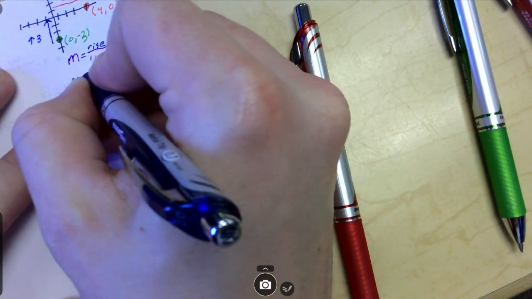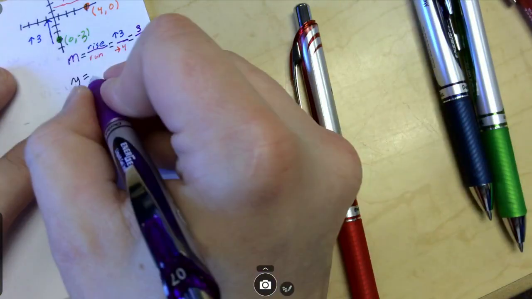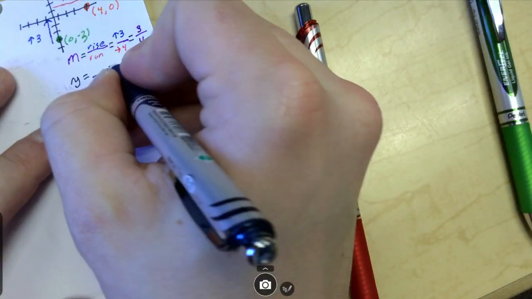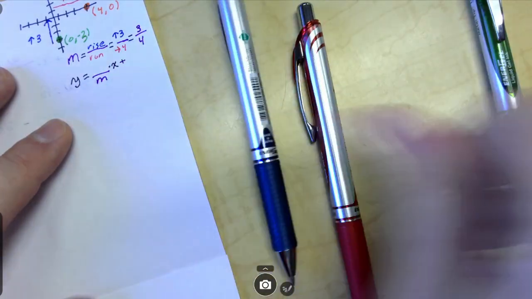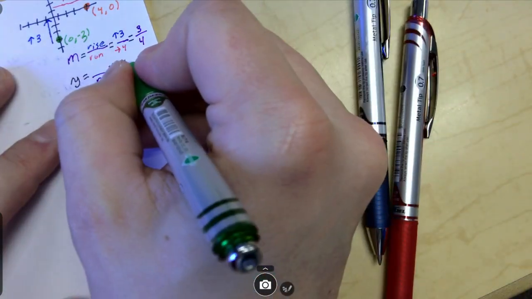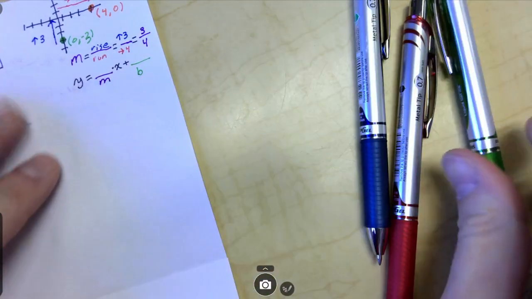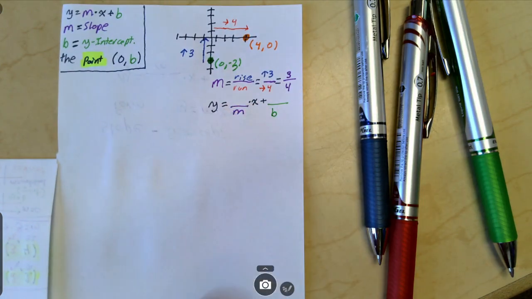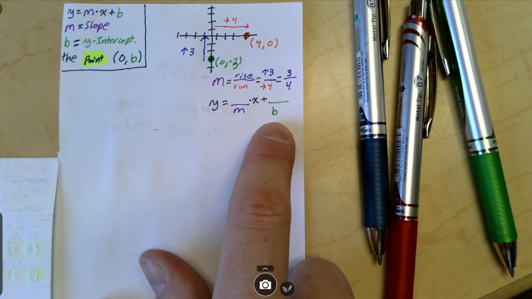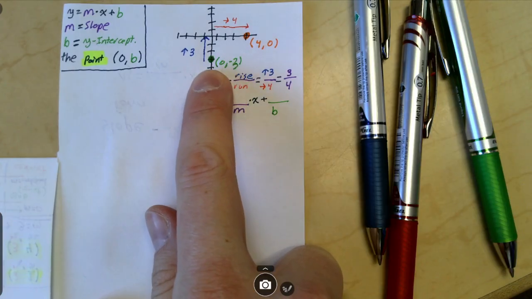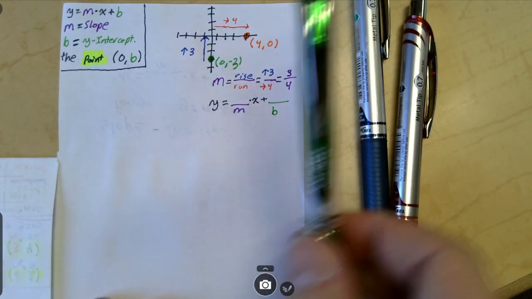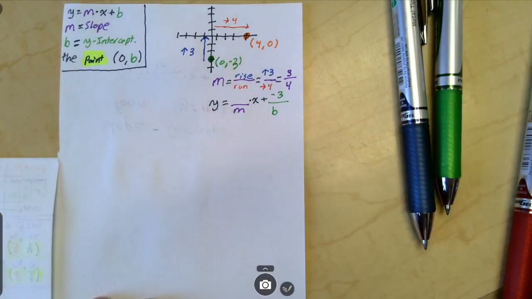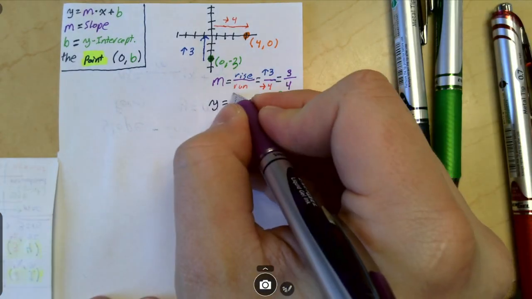We have y equals m x plus b. Now, this one's a little bit easier for us than before because we can see that our b value is right here. It's an intercept. So we have that as negative 3. Our slope is positive 3 over 4.